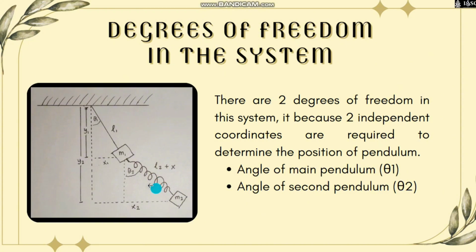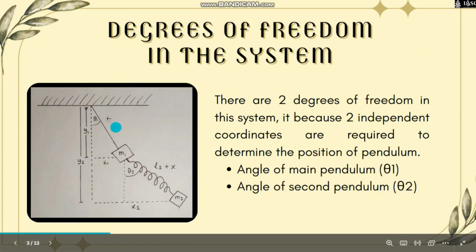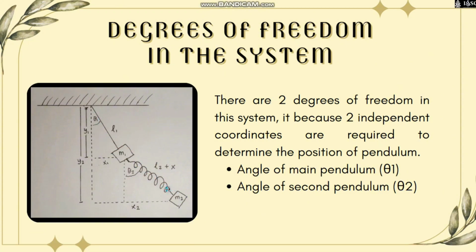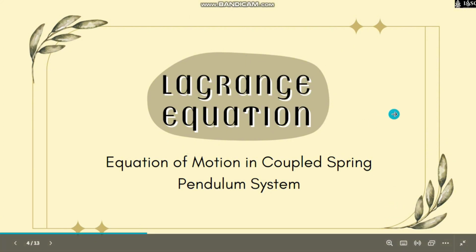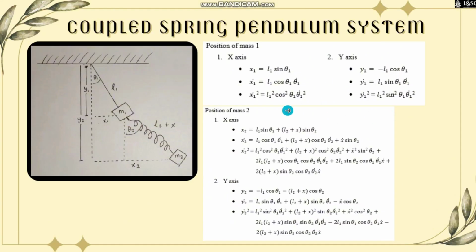Okay, now let's assume the rope and the spring have very small mass, so it can be neglected. Now we will find the equation of motion of the coupled spring pendulum system using the Lagrange equation. The first thing to do is determine the position of each mass, mass 1 and mass 2.